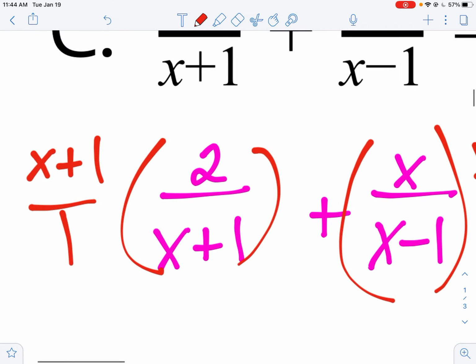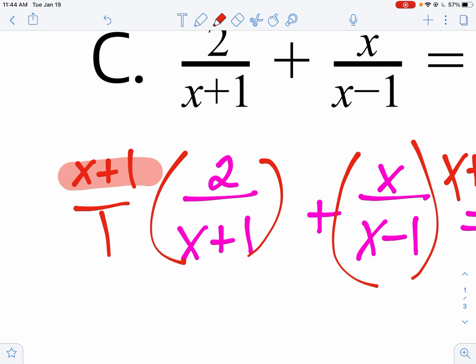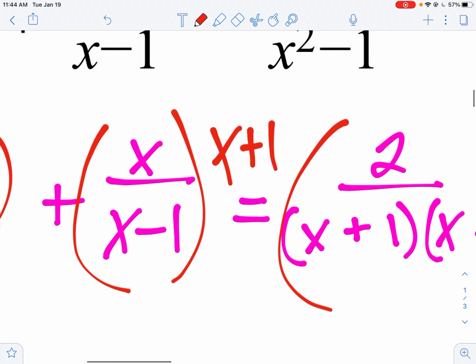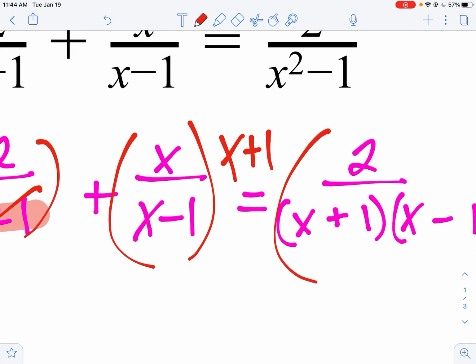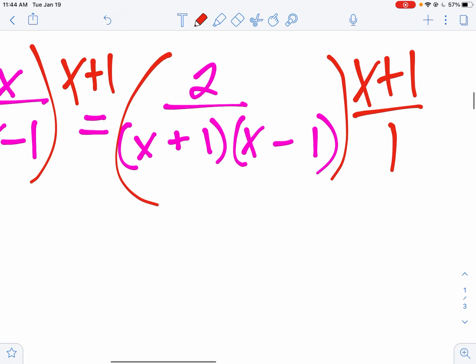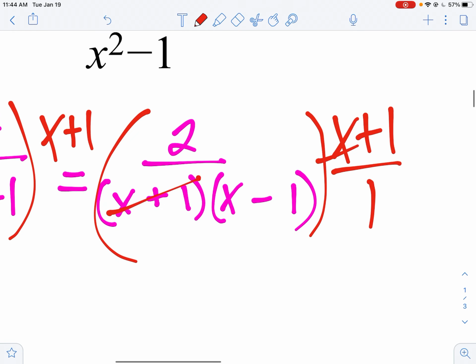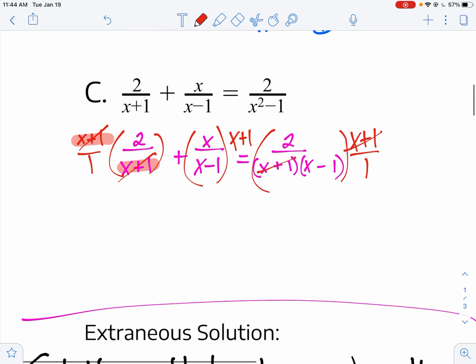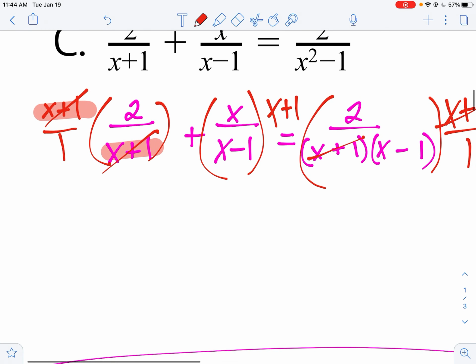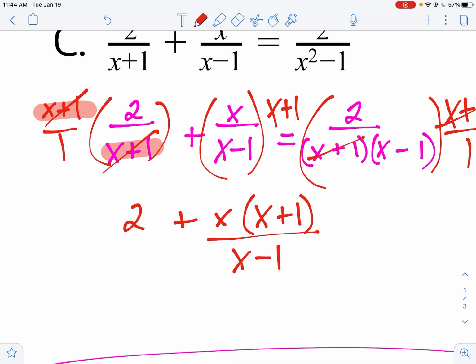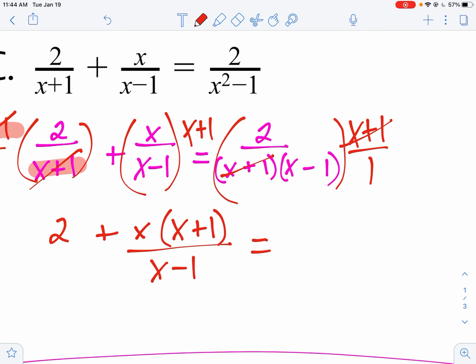And now let's see what happens. Hey, we can cross simplify. X plus 1 cancels out. Love it. Over here, ooh, they don't cancel out, but I'm going to hold on to that. Over here, let's see what happens. X plus 1, ooh, these cancel out. But I'm left with x minus 1 down below. That's okay. Now I'm going to rewrite this. I got 2, well that's easy, plus x times x plus 1 all over x minus 1. Okay. And then over here I get 2 over x minus 1.